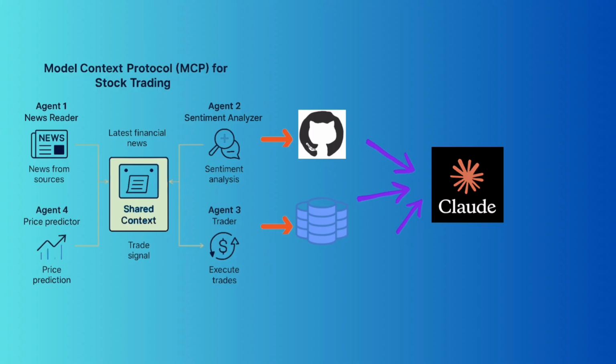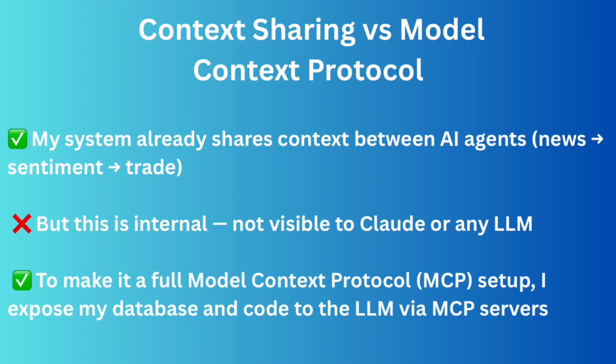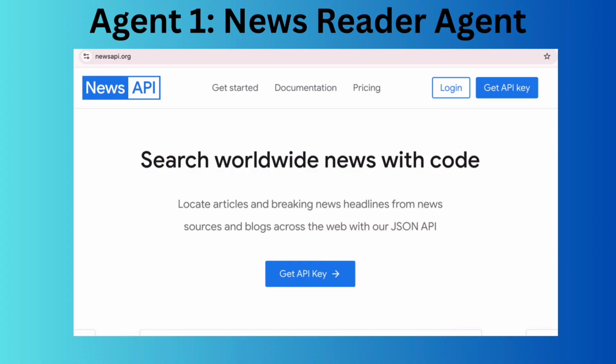For example, Claude could say, "Show me all trades where we predicted an uptrend but executed a sell," or "Refactor the sentiment logic to ignore news with a neutral tone." This turns my app into an AI-native platform, not just automated but collaboratively explained with the help of a powerful language model.